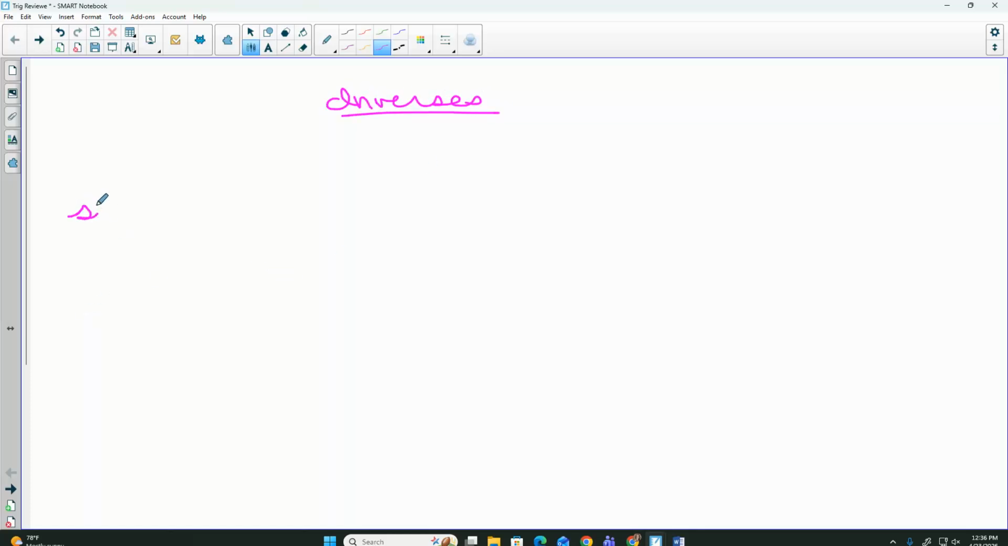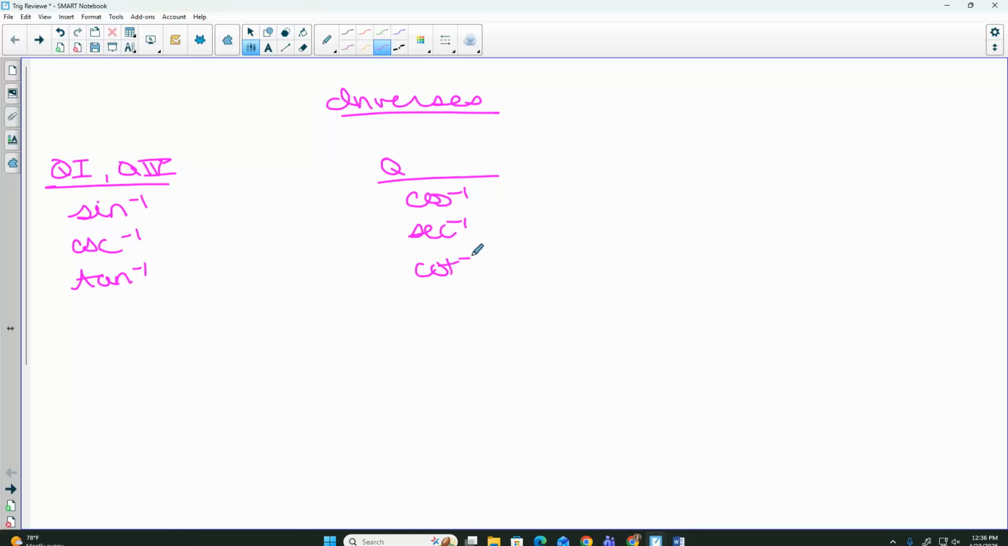Sine inverse, its reciprocal cosecant inverse, and tangent inverse exist in which quadrants? You have to have a positive and a negative quadrant. They're all positive in 1, those are negative in 4. Remember, cosine inverse, its reciprocal secant, and cotangent can be in quadrant 1 or 2.